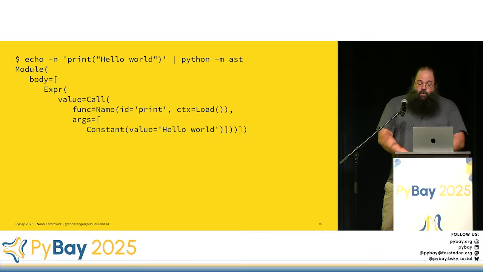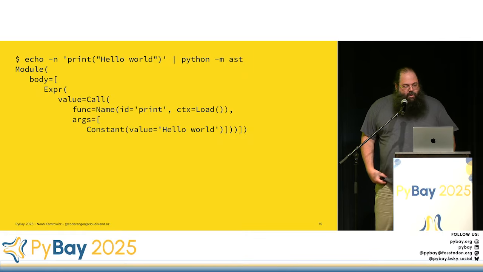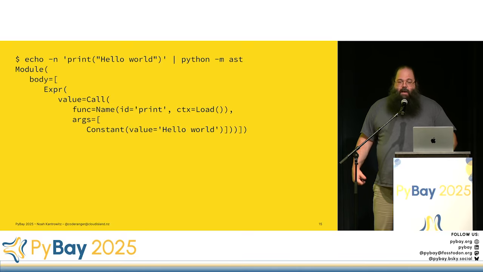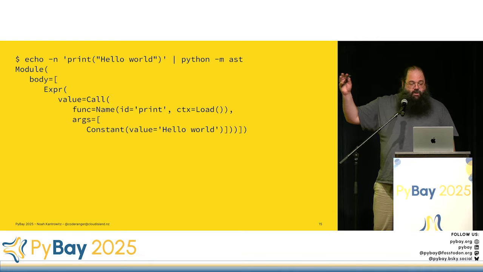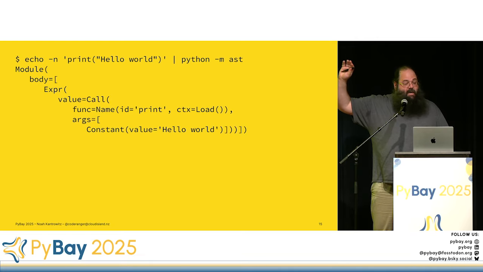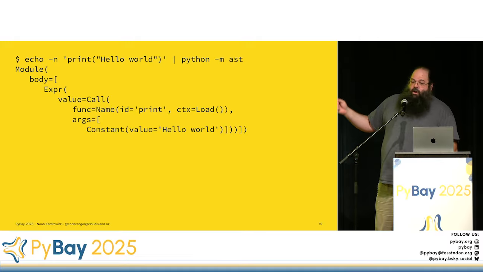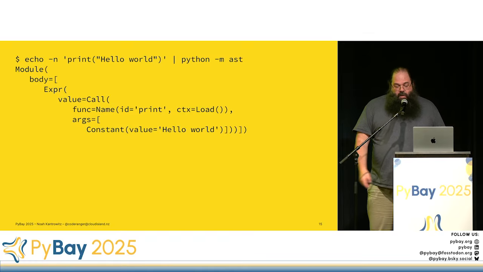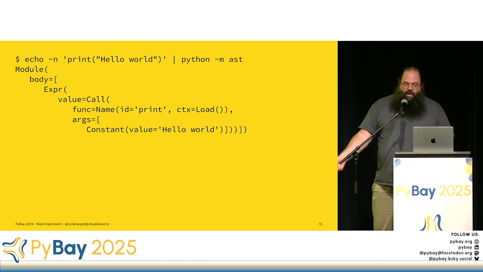As with the tokenizer before, the parser also has a command line tool you can play with. So we can see here when we run the AST command on our code, we get back a module with a body that is a single expression. That expression is a call of some kind, something called print. We don't yet know what that is. It's just a function call to something named print with a single argument, which is the constant value hello world. This is now fully structured and ready to proceed forward on its journey towards running.